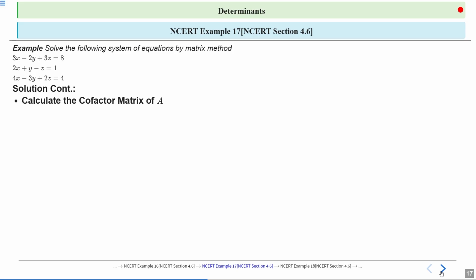Okay. Now we know the determinant is non-zero, so A inverse exists and we can calculate the solution for the system of linear equations. For that, at first we have to calculate A inverse. To calculate A inverse, we have to calculate the adjoint of A. And the adjoint of A is the transpose of the matrix of cofactors. So now we have to calculate the cofactor matrix of A.